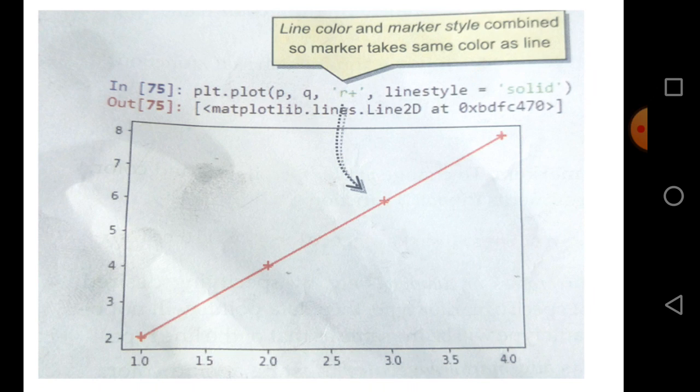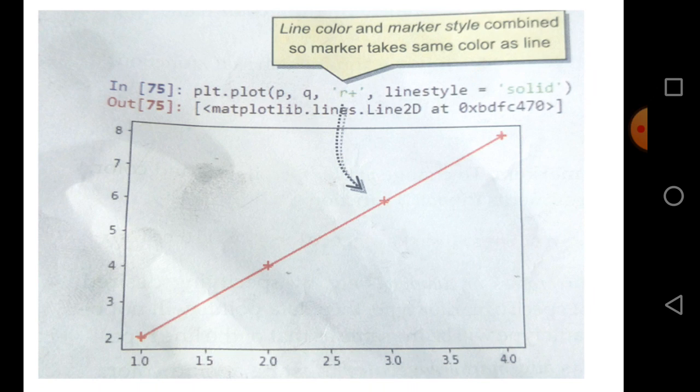In our previous example we saw that this basically represents the color name. In the previous example the color is K, and here the color is R, so the line color is red here, but there is a special symbol attached to it, and this is plus. So R plus, represented within single quotes. What is the meaning of this? This tells that the line color and marker style are both combined.